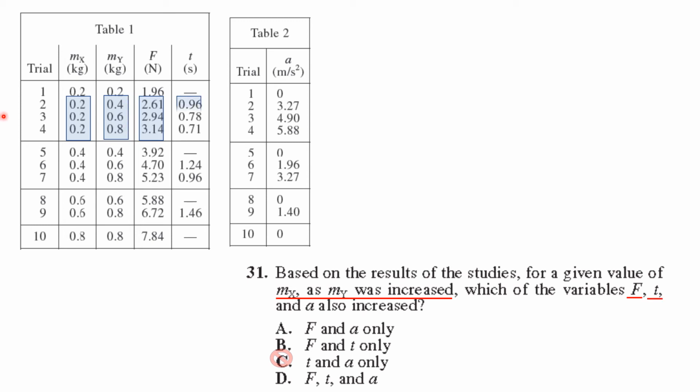Now let's look at T. T goes 0.96, 0.78. So T does not increase, it decreases. Now if we look at our answer choices, the answer can't have T in it. And then we know it does have F. If we want to double check A, yes, it increases as well. So your answer has to be A. Force increases, time decreases, acceleration increases.